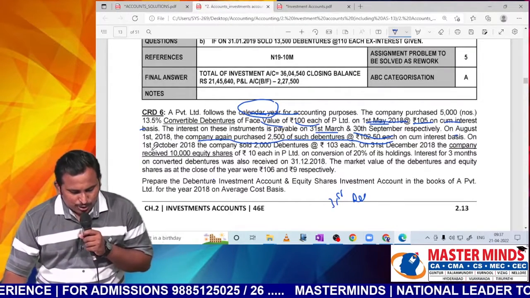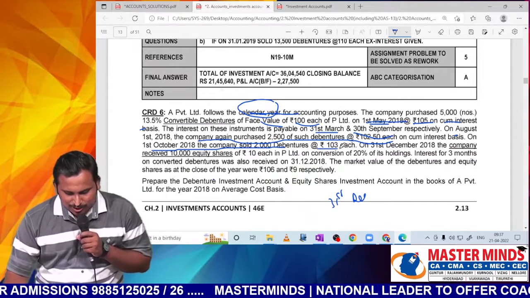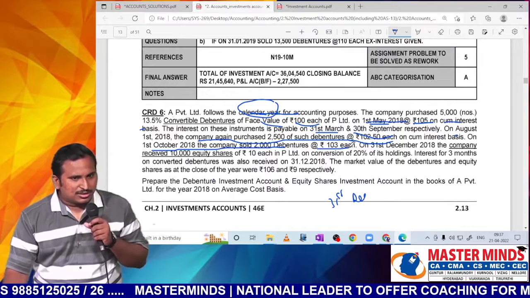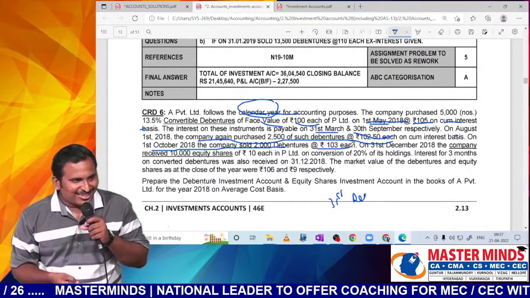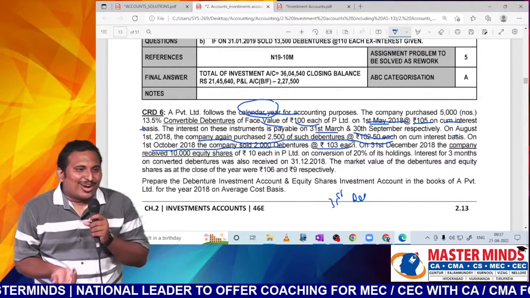On 1st October, the company sold 2,000 debentures at the rate of 103 each. Sir, is it cum interest or ex interest? I think it is a printing mistake, right? Not given in the question. First of all, interest only is not there.